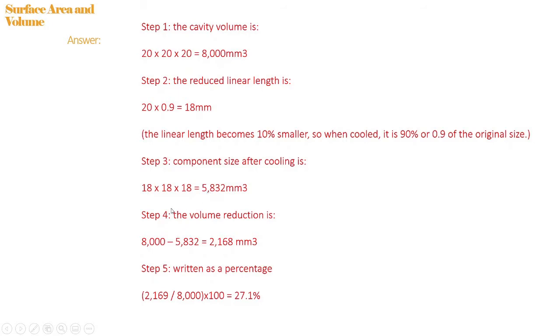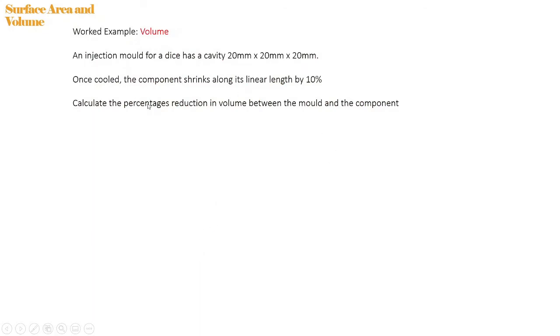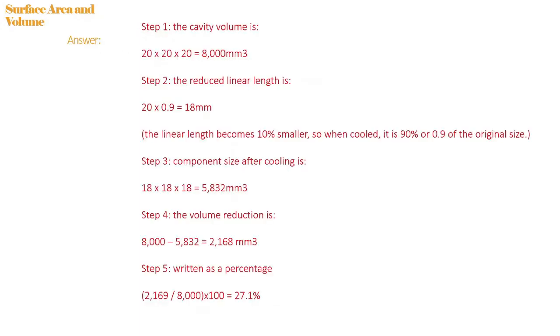So then the volume reduction. So simply subtract 5,832 from 8,000, which gives you 2,168. And then it did ask for it as a percentage, so calculate the percentage reduction. So this is where you make sure you read the question carefully, please, because that's where most people do all the workings out, but either will not put it in the right unit at the end. Okay, so to get it as a percentage, times by 100 gets you a percentage of 27.1%.